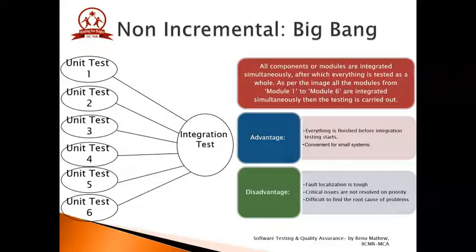As per the image given here in the slide, all the modules from module 1 to module 6 are integrated simultaneously and then the testing is carried out. The advantage is that it is a very convenient way of integration testing for small systems. And everything is finished before integration testing starts, like all the units will be tested before you start with the integration testing. And the disadvantages are fault localization is very difficult when we are going for Big Bang approach.